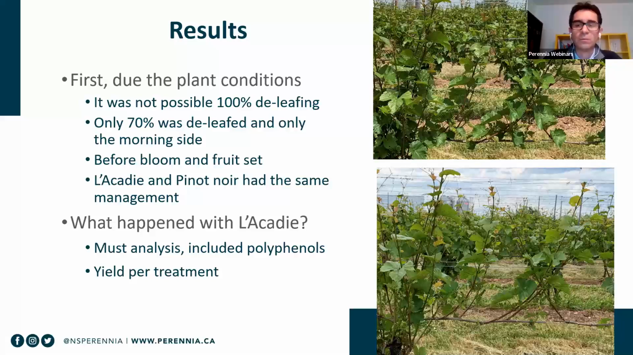The idea is to have the same management to treat them as similarly as we can to compare what happened. So what happened with L'Acadie? Well, we saw must analysis including the polyphenols and also the yield per treatment.